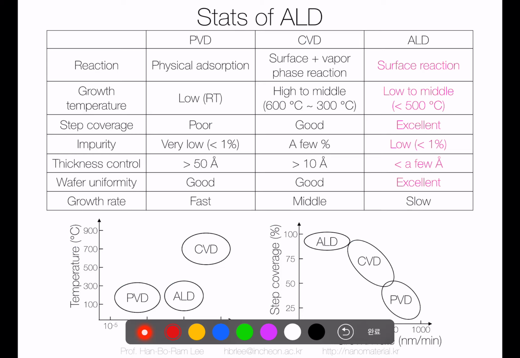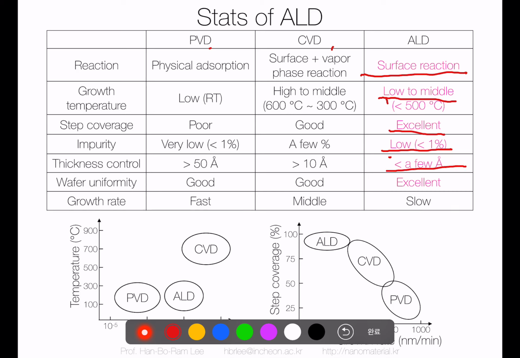So this is the advantage and disadvantage of ALD compared with PVD and CVD. The reaction is only a surface reaction. The growth temperature is pretty low, from room temperature to a typical maximum temperature of around 500 degrees C. But typically around 300 degrees C is the maximum, because we have to prevent thermal decomposition of the precursor. The step coverage is excellent, while PVD and CVD are not. The impurity level is pretty good, but not better than PVD.